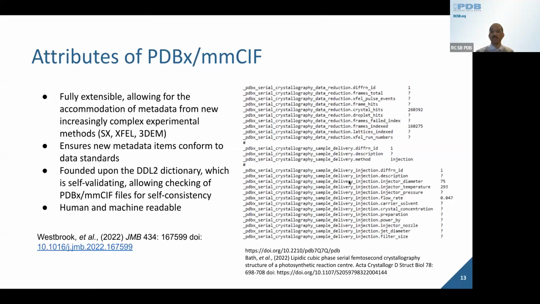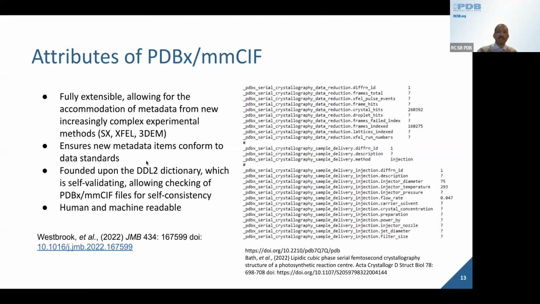So we can see in this example on the right, which is taken from PDB entry 7Q7Q. And if any of the authors are in the audience, we're taking these examples from PDB files semi-randomly, so thank you for the work that you provided. We see in this example that the sample was delivered by injection. So we can read this straight from the file, and new techniques have been accommodated.